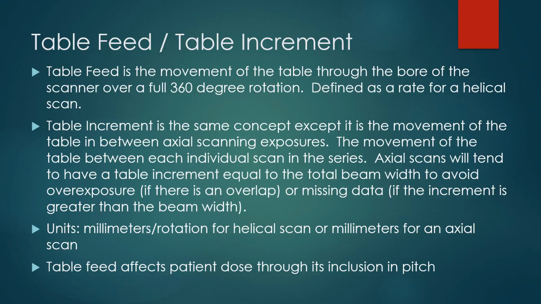Table feed is the movement of the table through the bore of the scanner over a full 360-degree rotation. It is defined as a rate for a helical scan and is usually in millimeters per rotation. Table increment is the same concept except it is the movement of the table in between axial scanning exposures. It is the movement of the table between each individual scan in the series. Axial scans will tend to have a table increment equal to the total scan width. This will avoid overexposure if there is an overlap, or missing data if the increment is greater than the scan width.